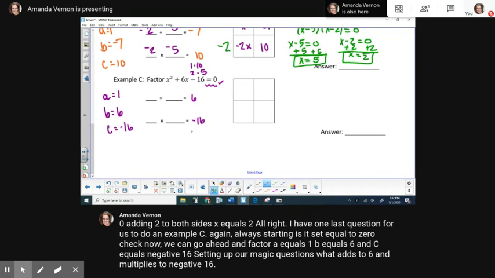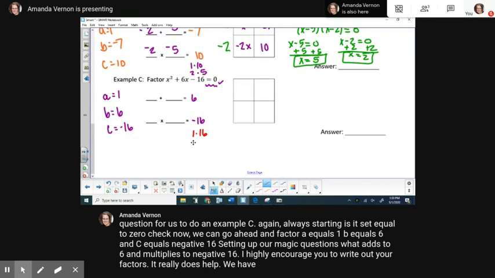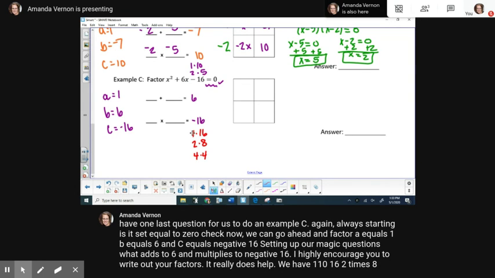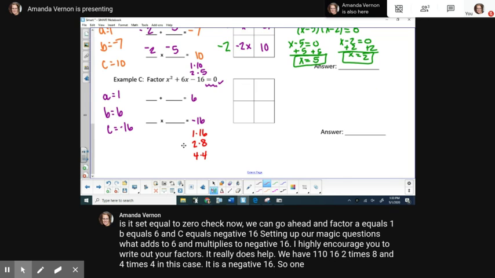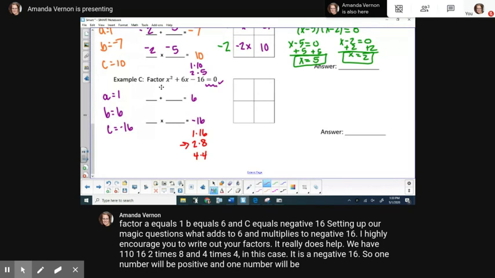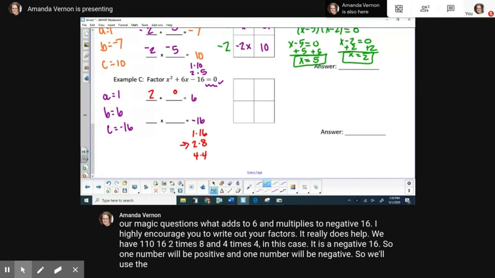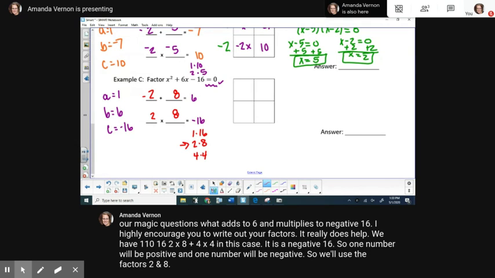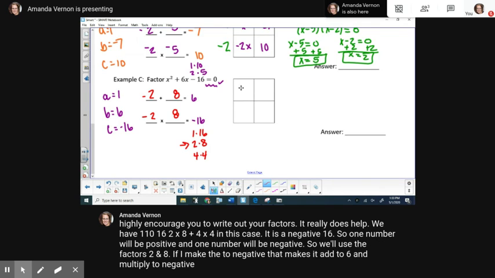I highly encourage you to write out your factors. It really does help. We have 1 times 16, 2 times 8, and 4 times 4. In this case, it is a -16, so one number will be positive and one number will be negative. So we'll use the factors 2 and 8. If I make the 2 negative, that makes it add to 6 and multiply to -16.